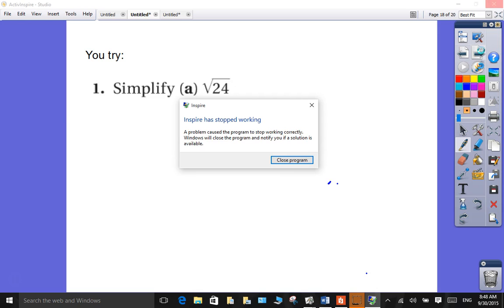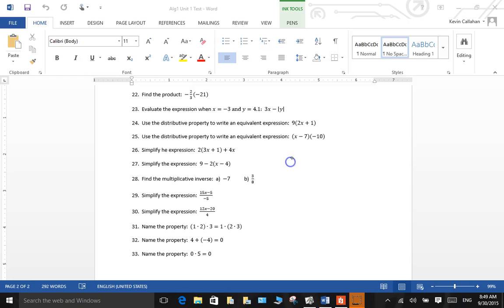So try the square root of 24 while I get this going again. Simplify without turning them into decimals. Find the perfect square factor.